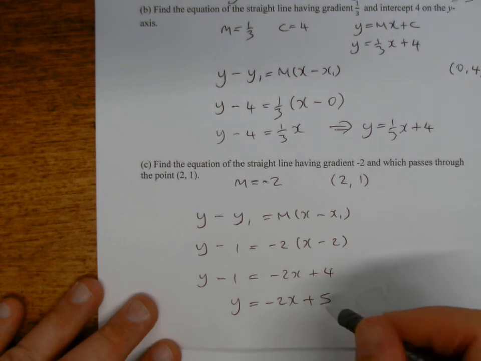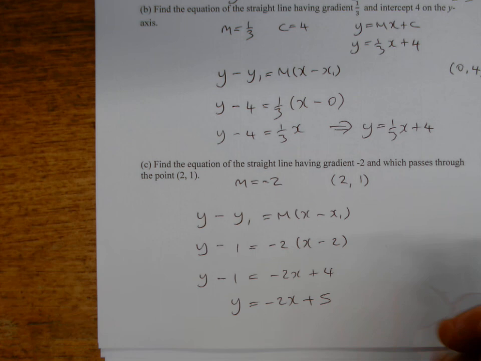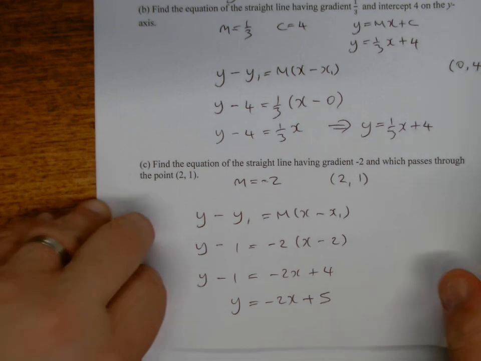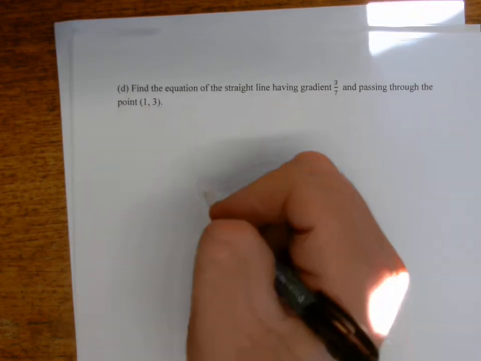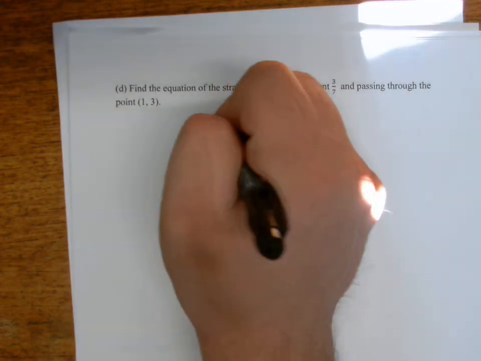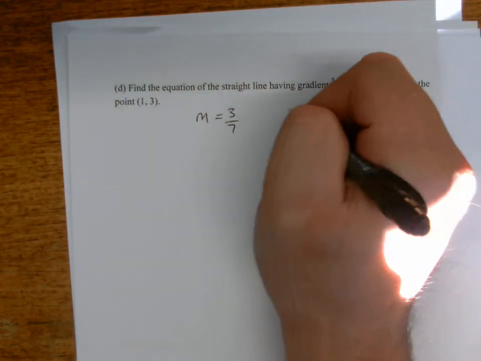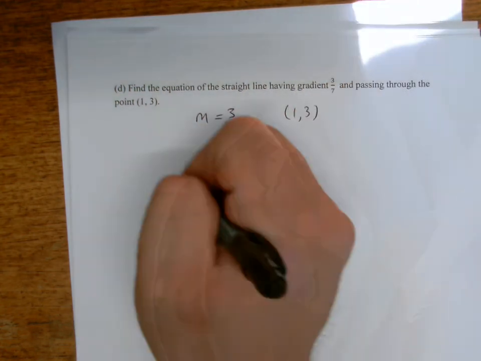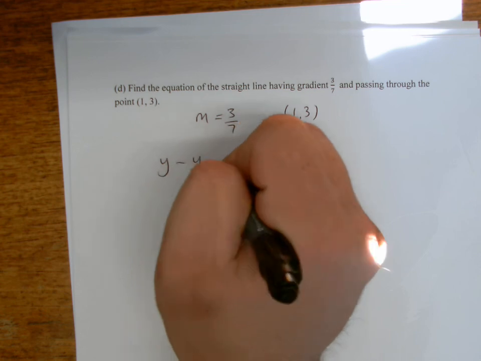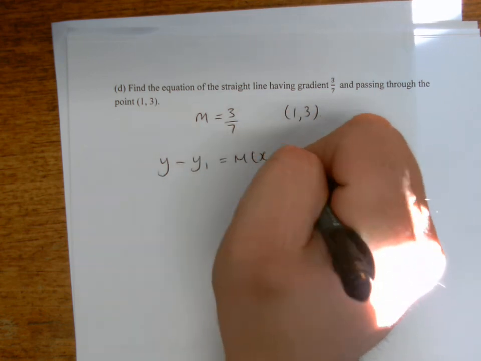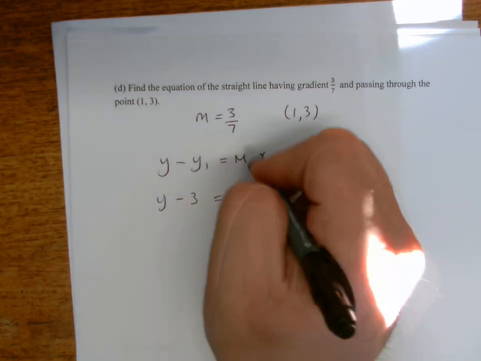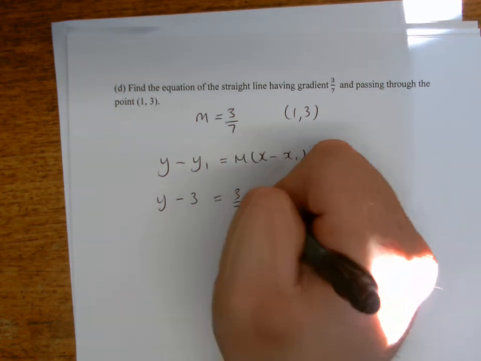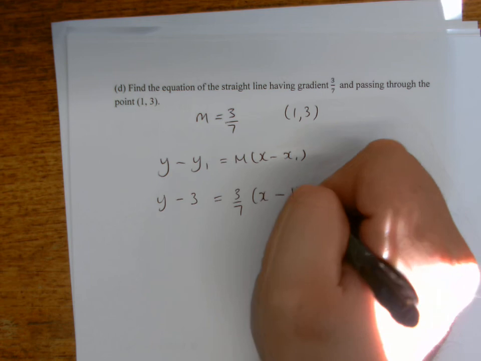So again, I get my gradient and my y-intercept established. Now with D, find the equation of the straight line having gradient 3/7, so m is 3/7, and passing through the point (1, 3). Well, let's do that then. y minus y1 is m(x minus x1). So y minus 3 for y1, m is 3/7, and x1 is 1.